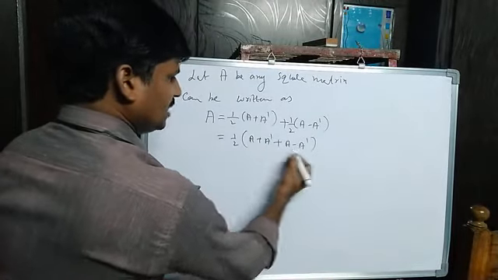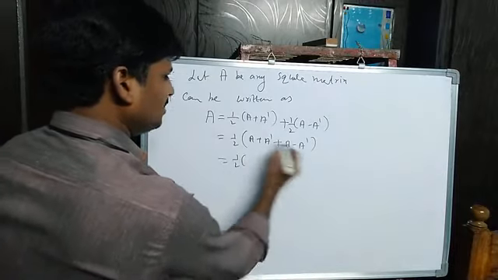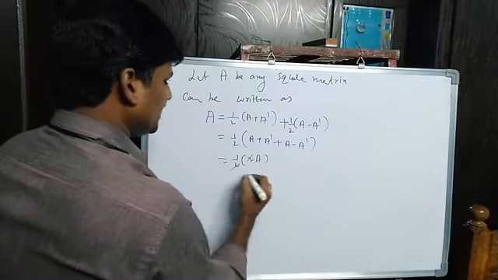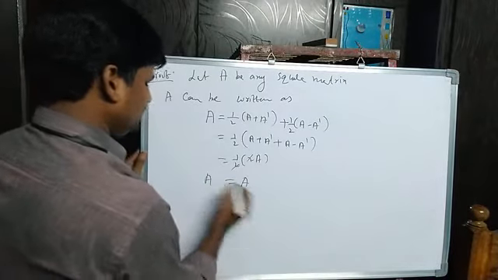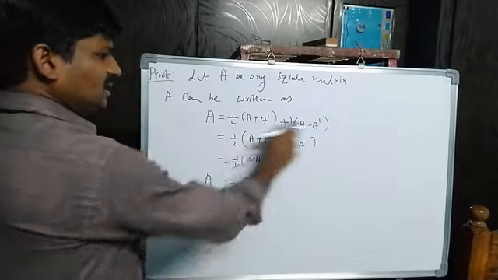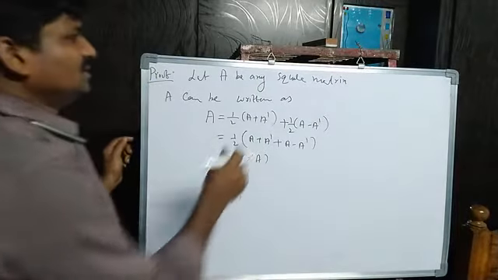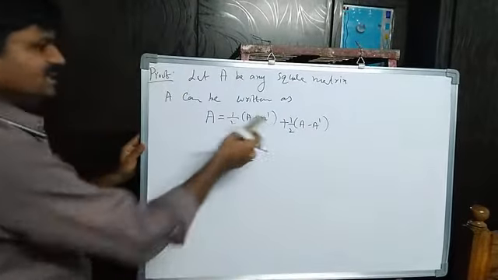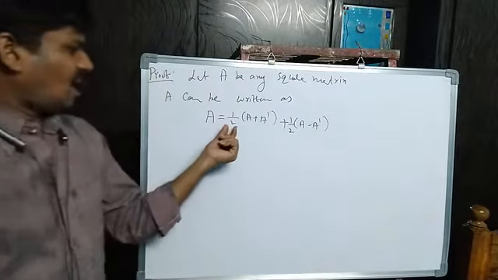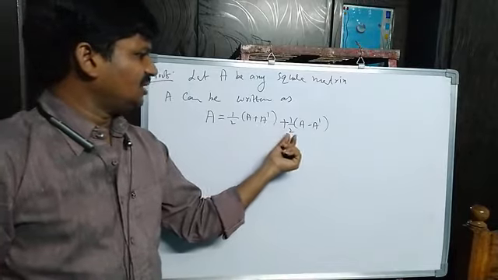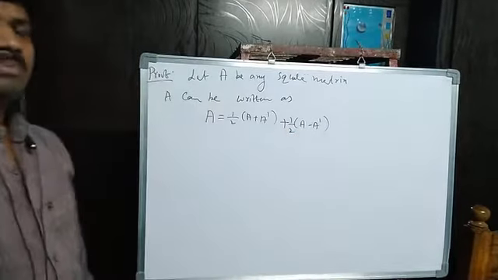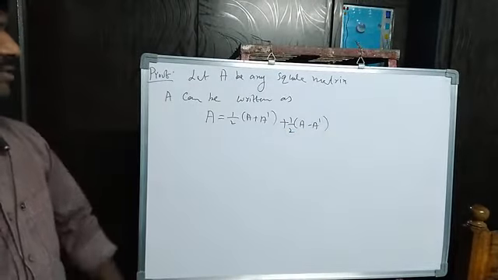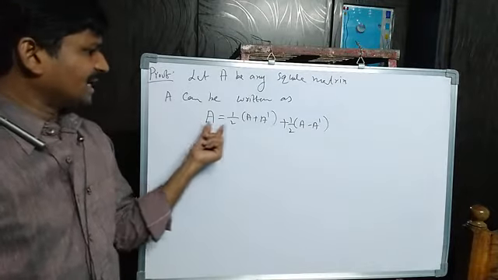So A plus A only will be left. 1 by 2 into A plus A means 2A, and the 2s get cancelled. What we got? Matrix A. So that means the left side matrix and the right side matrix are both equal. Yes. So how can you write matrix A? The matrix A is equal to half into A plus A dash plus half into A minus A dash. So this matrix A we express like this.